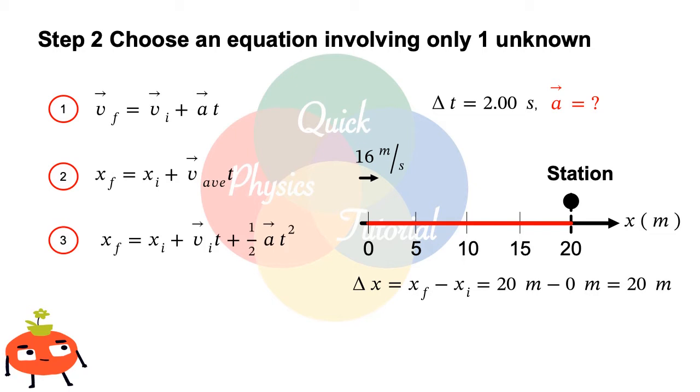Step 2 is to choose an equation involving only one unknown variable. Looking at equation 1, we know that in this equation we have two unknown variables, the final velocity and the acceleration.